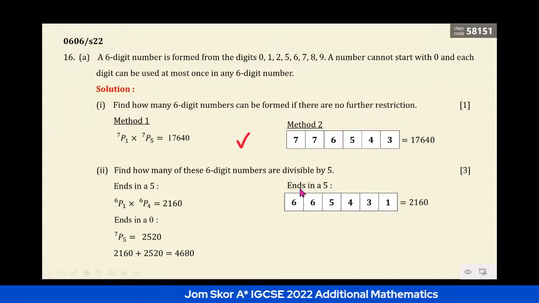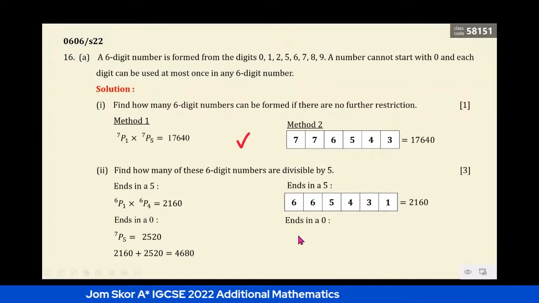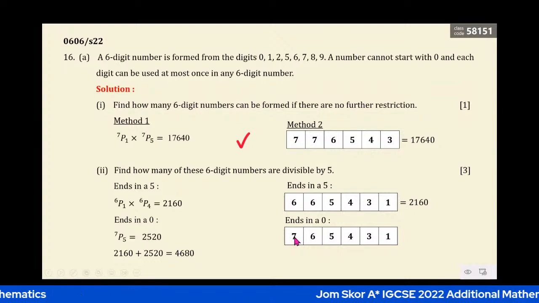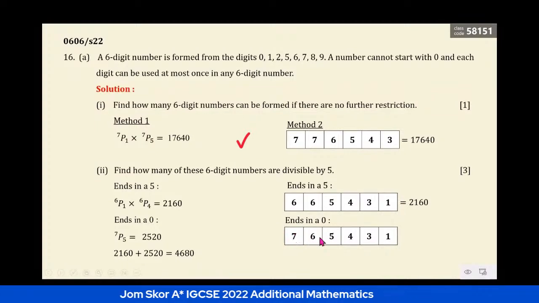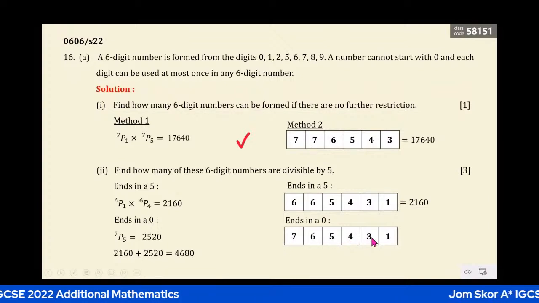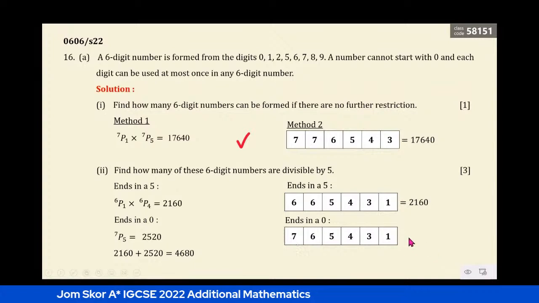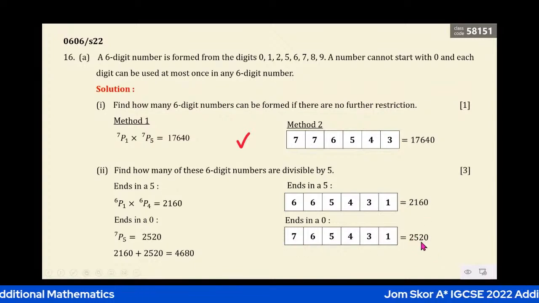Okay, and then ends in a 0. Kita ada 6 places. Belakang ni confirm dah 0 duduk belakang. So only one choice. Okay, so 7 choices for the first place. 6, 5, 4 and 3. Okay, dia ikut je yang ini. Okay, sebabnya 0 tu dah tak ada dalam kita punya list untuk kita nak tolak dekat depan ni. Okay, jadi you multiply all this, you will get 2520.